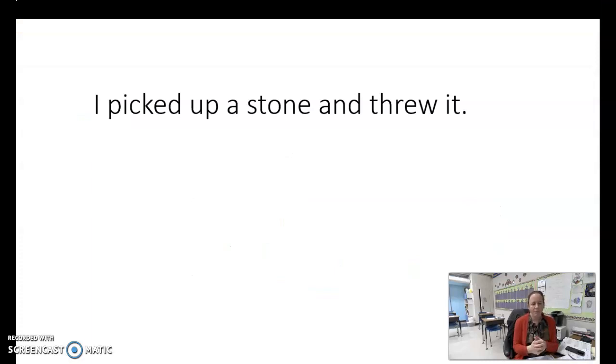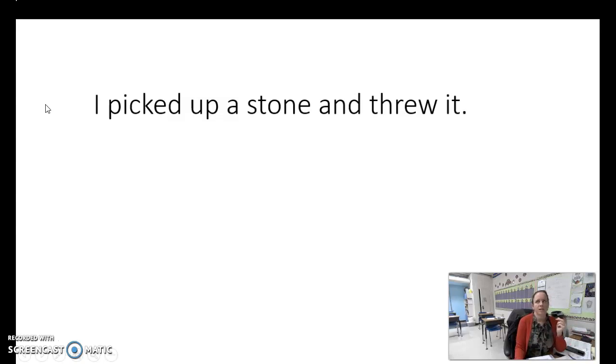Listen to this sentence. I picked up a stone and threw it. Could you visualize what was happening? Well, yeah, you could, but do you know anything really about this stone? Do you know how far I threw it? Do you know where it landed? Not necessarily, right? Now listen to this sentence from our book, Walk Two Moons.